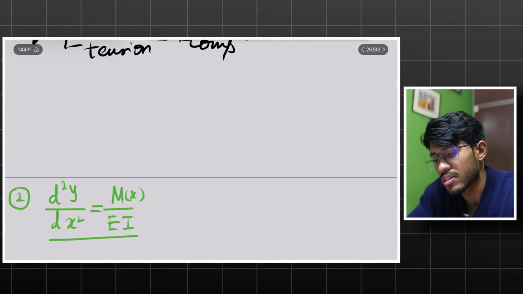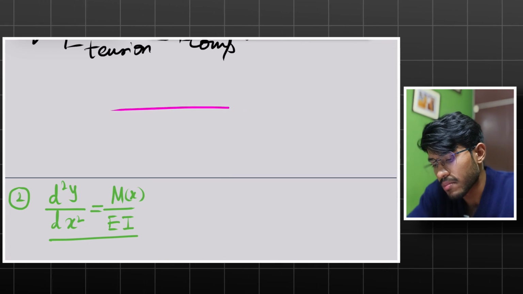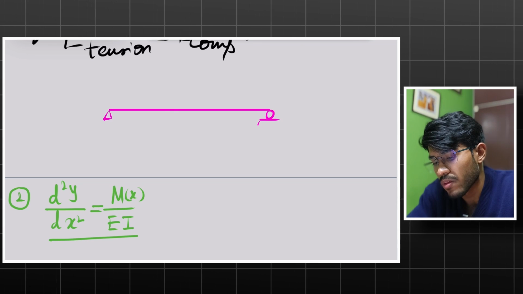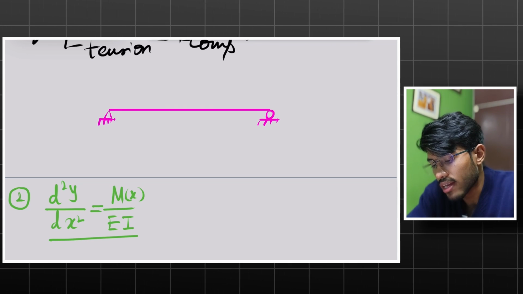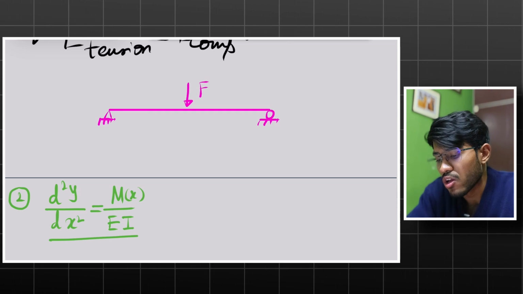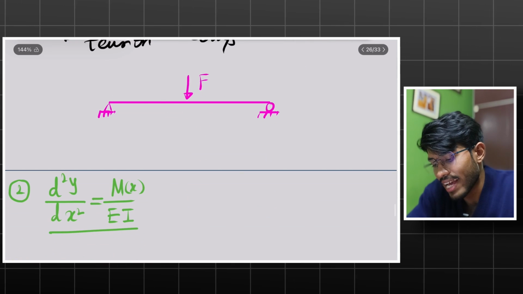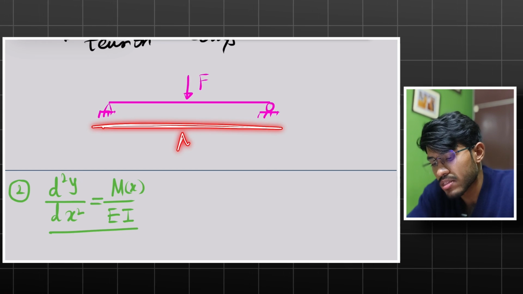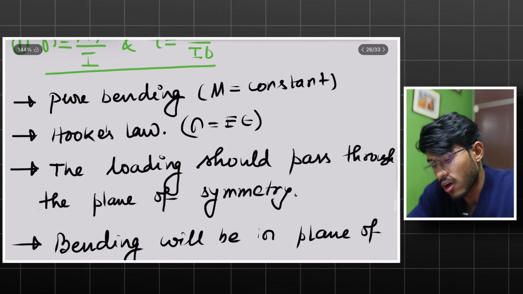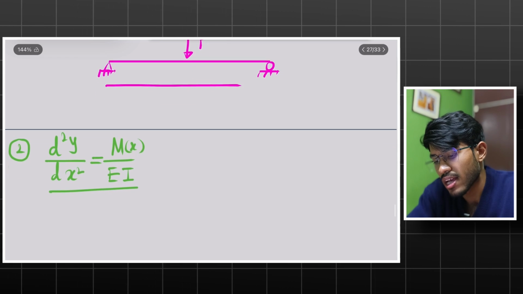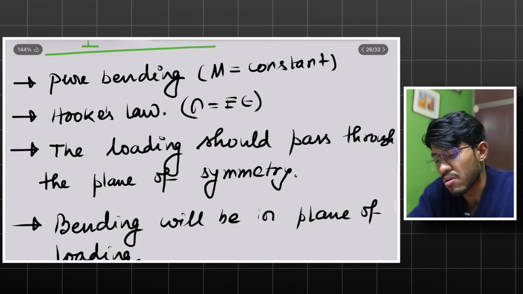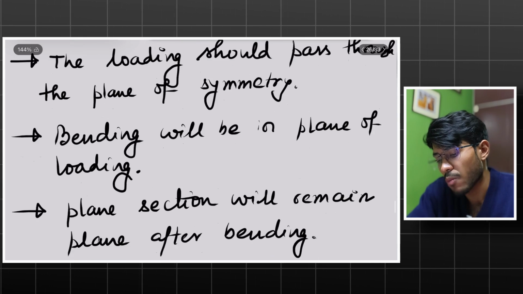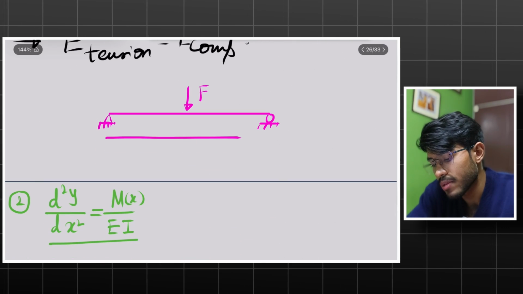So I will draw a beam here. Okay, maybe this is a beam, and maybe it is having this kind of supports and this kind of loading. So it is saying that throughout this length, M is a constant, and then Hooke's law is valid. That is, stress is proportional to strain, and then the loading should pass through the plane of symmetry. And what does this mean?